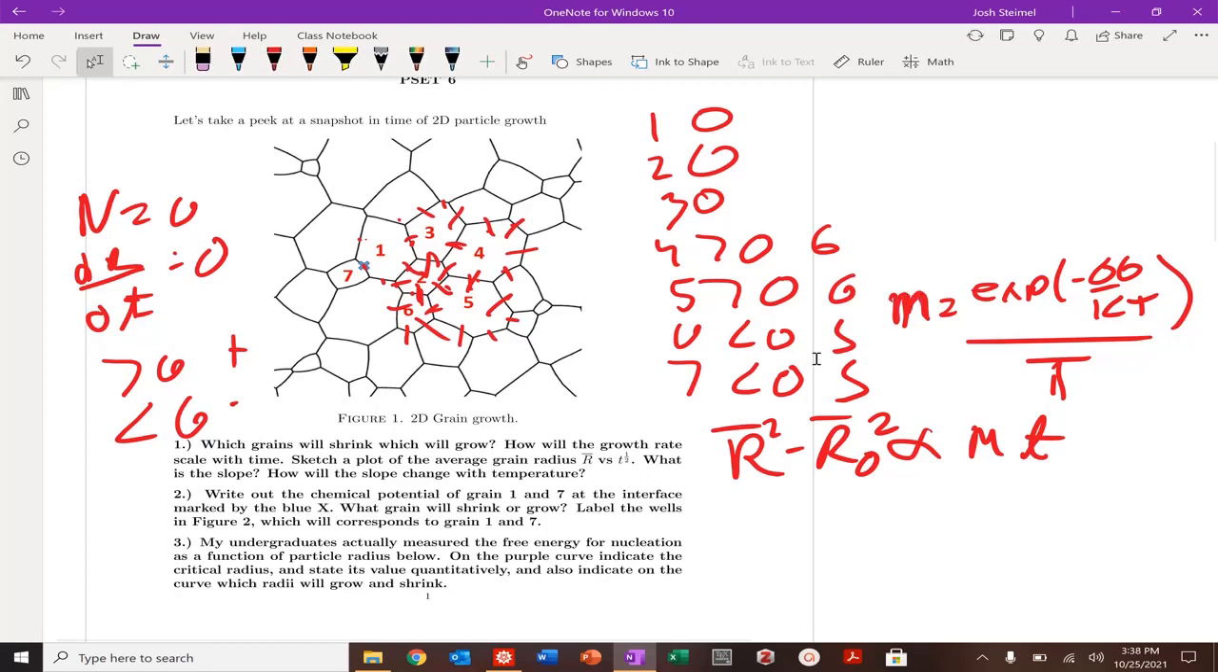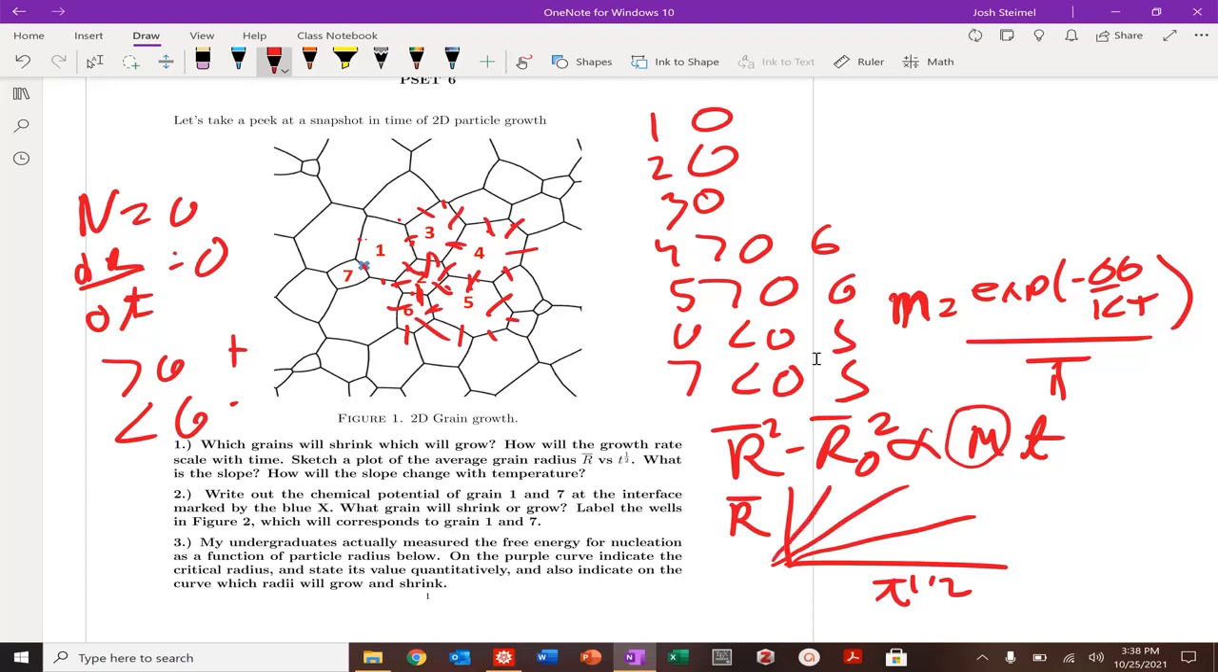So how will the growth rate scale? Well, if you take the derivative, then you'll see it's going to scale basically just with M. So this is going to be our slope. If I plot R bar versus T to the 1/2, so I just take the square root, my slope will be linear. The slope value will basically be the square root of M.